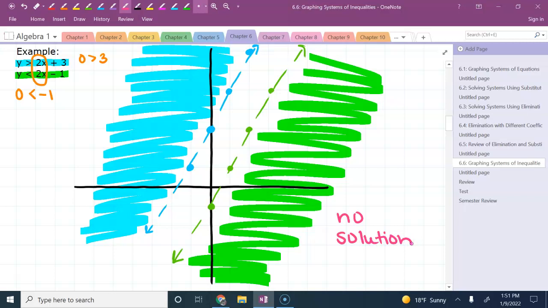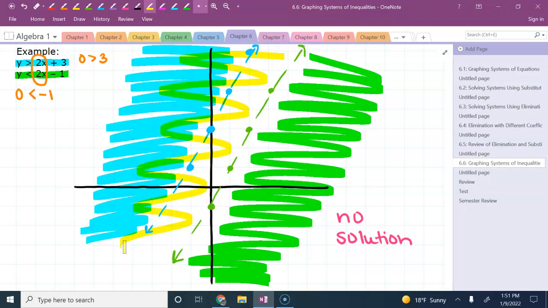Now, not all of them will be no solution. You might see some where you shade over here, and then they would have overlapped, and so that would be their common area of solutions there is when they cross. But this one didn't work out that way, so we're still going to say no solution.